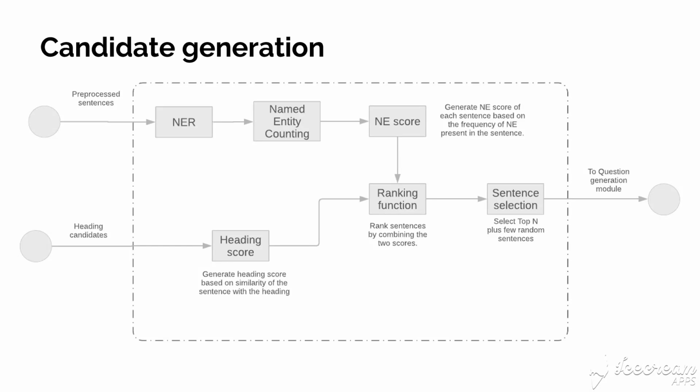The candidate generation module takes as inputs the processed sentences as well as the processed heading candidates. The module ranks the sentences based on two heuristics, namely the presence of the relevant NER tag and the similarity of the sentence with any of the heading candidates. After all these processes are done, we are ready for the question generation module.